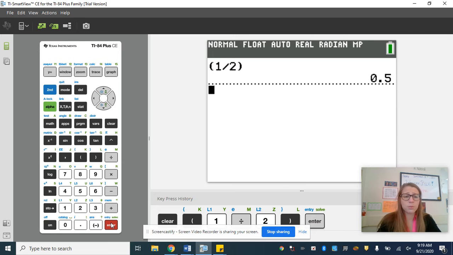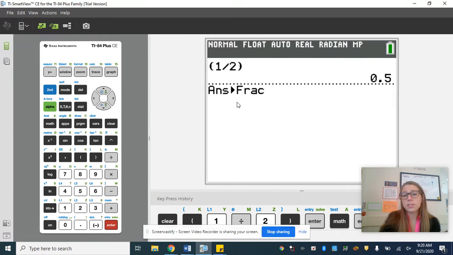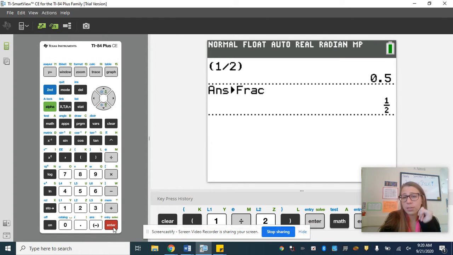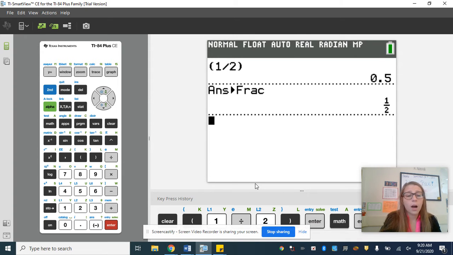A really cool thing that you can do with the calculator is you can use it to turn decimals into fractions. So I've got that answer of 0.5. If I go to the math button, notice how the first option here says frac, that stands for fraction if you didn't know. If you hit choice 1, or just hit enter because it's highlighted, you'll see that it takes your answer and it has a little arrow and it says frac. Hit enter one more time and that will take your answer, that decimal, and turn it into a fraction. You're going to use this a lot in this class because all of your answers should be written as fractions.